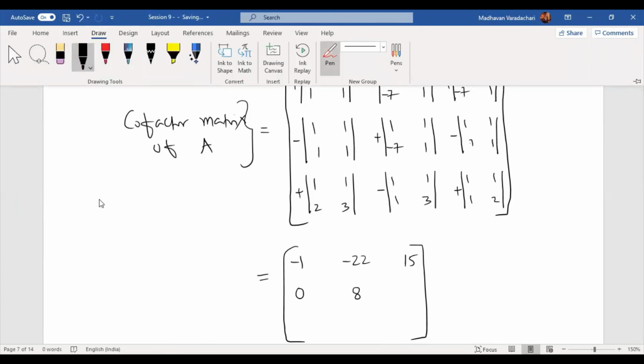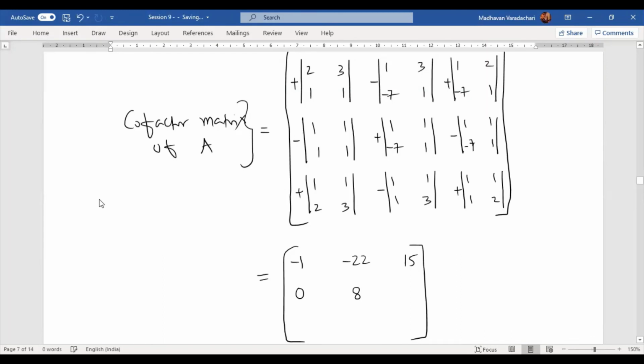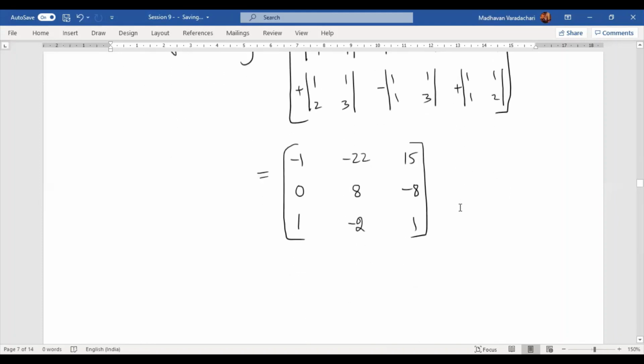Negative 7. Okay. Same thing, but here it is negative. Here it is 3 minus 2, so it is 1. Here it is 3 minus 1, 2, but there is a negative outside, so it becomes minus 2. Here it is 2 minus 1, it is 1. This is our cofactor matrix of A.